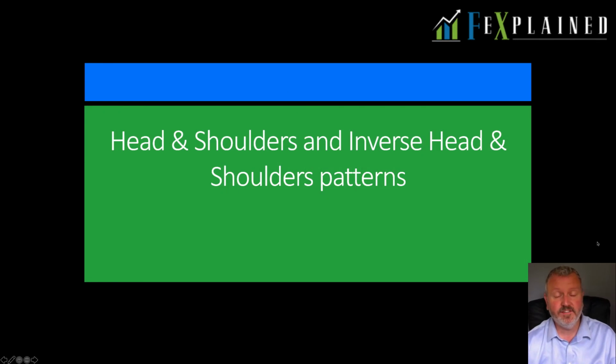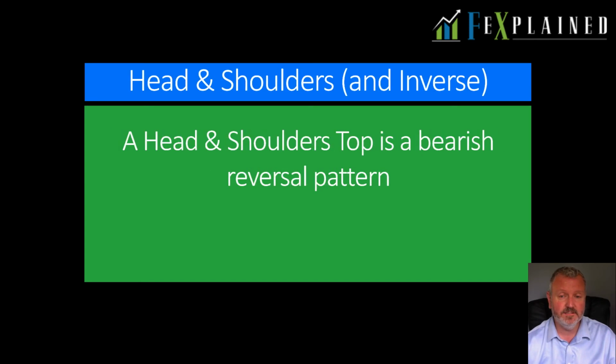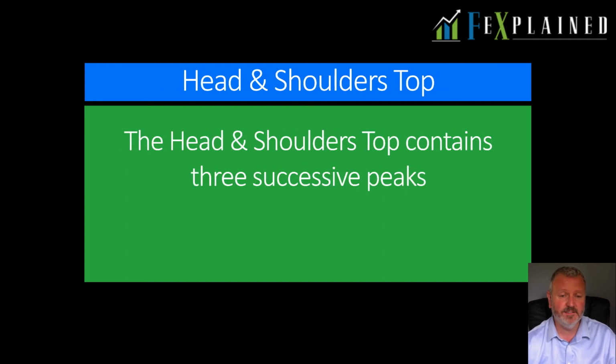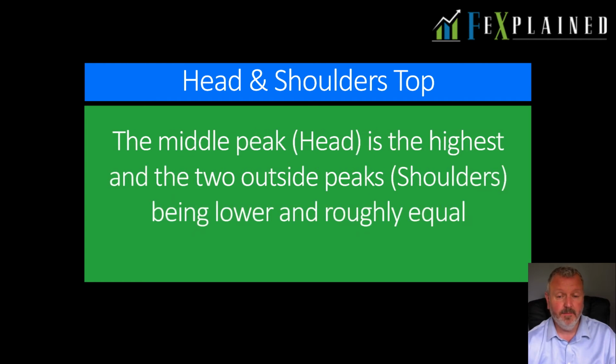Now we're going to take a look at head and shoulders patterns and inverse head and shoulders patterns. A head and shoulders top is a bearish reversal pattern. The head and shoulders top contains 3 successive highs or peaks. The middle peak, which is the head, is the highest point of these, and the 2 outside peaks, the shoulders, should be lower than the middle peak, the head, and roughly of equal height.